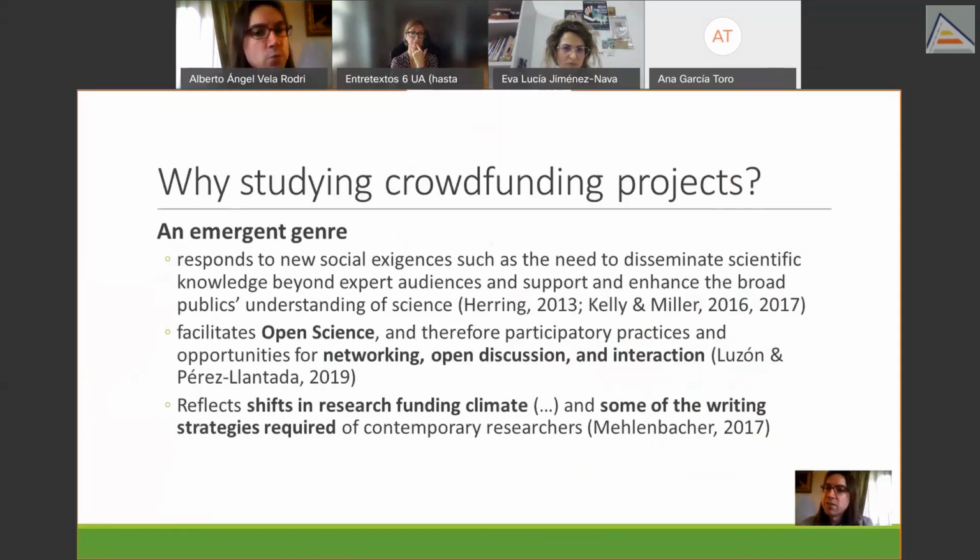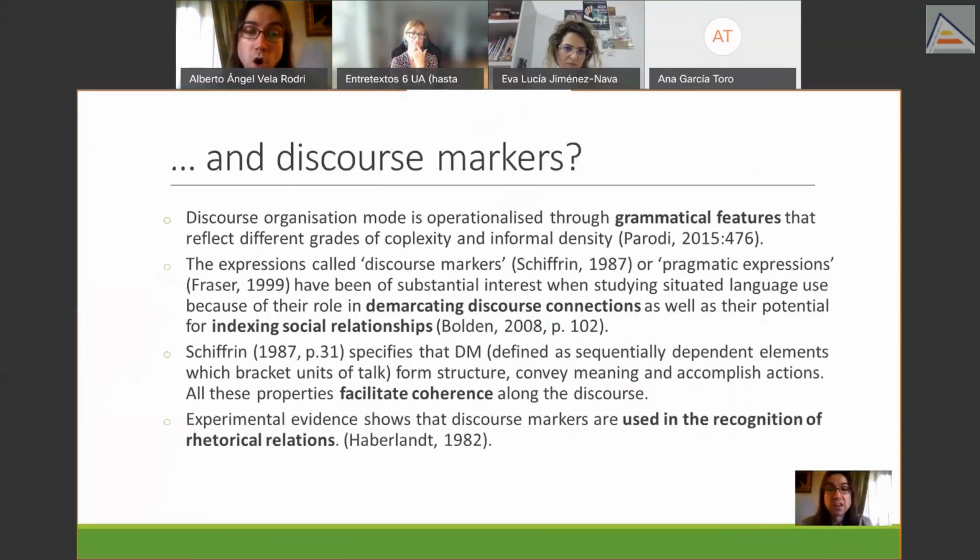If we are talking about the public's understanding of science, basically we are talking about open science, which is a participatory practice for networking, for open discussion, and for interaction too. It also reflects the shifts in the research funding climate nowadays and some of the writing strategies that you require as a researcher today for reaching internet audiences. If we are talking about writing strategies, we can also talk about discourse markers, which is one of those.